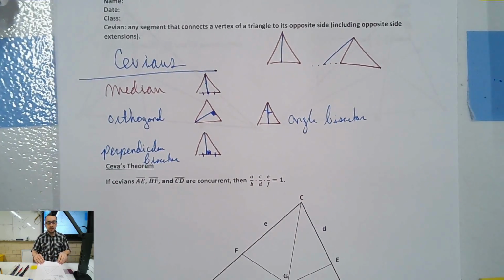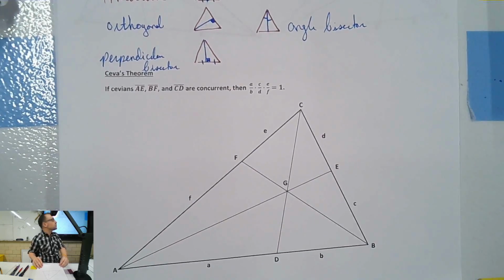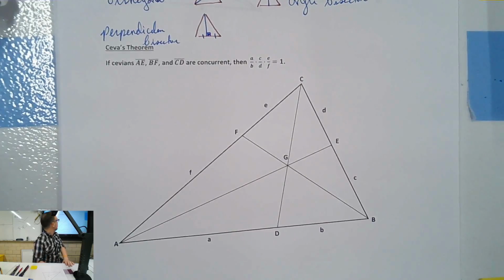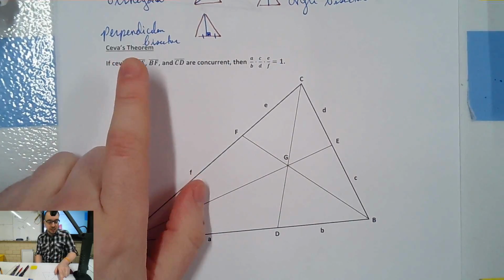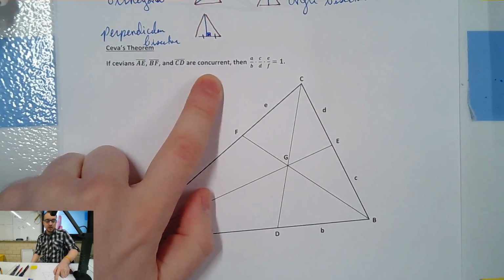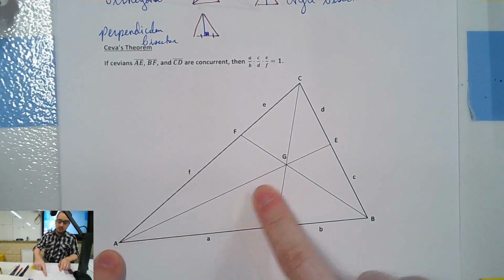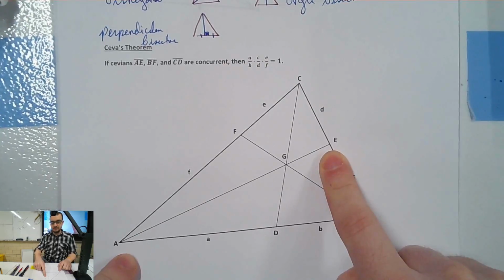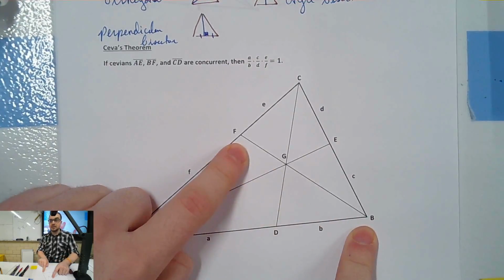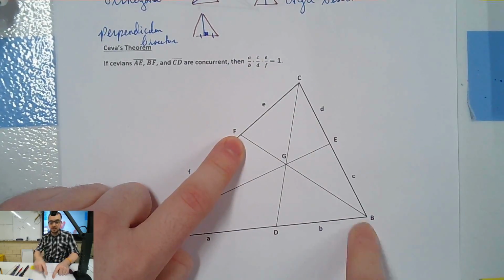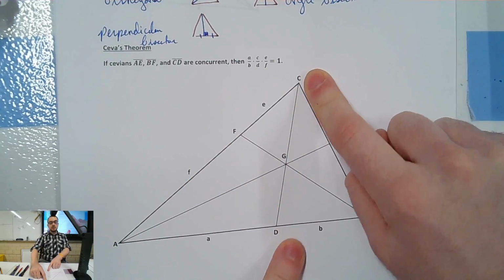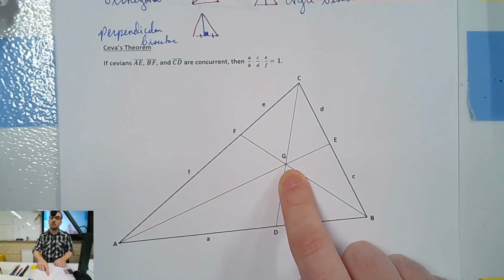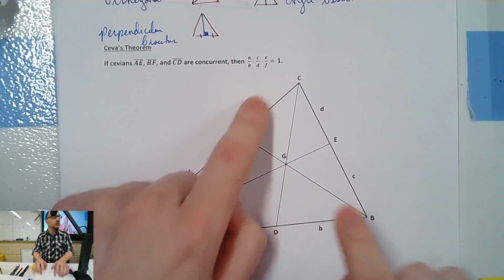And that cevian theorem is called Ceva's theorem. That's what cevians are named after, this person Ceva. So it says if cevians AE, BF, and CD are concurrent. So look, AE, that's a cevian, right? It goes from vertex to the opposite side. BF, that's a cevian. It goes from vertex to opposite side. CD, cevian, it goes from vertex to opposite side. If they're concurrent, which in this diagram they are, right? They all intersect at one point, then this will be true.